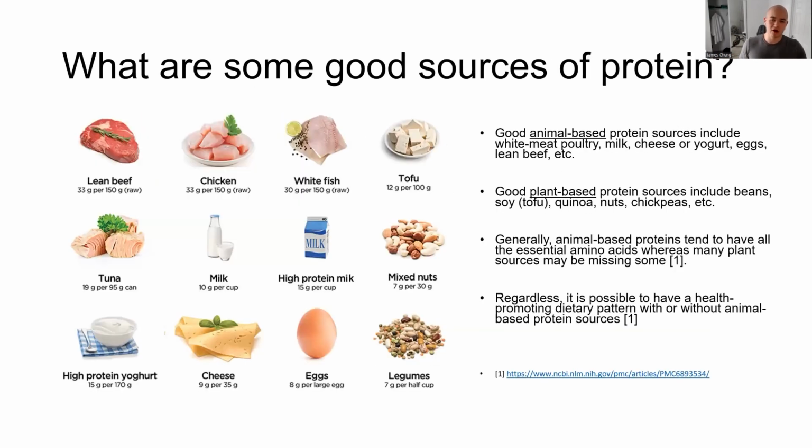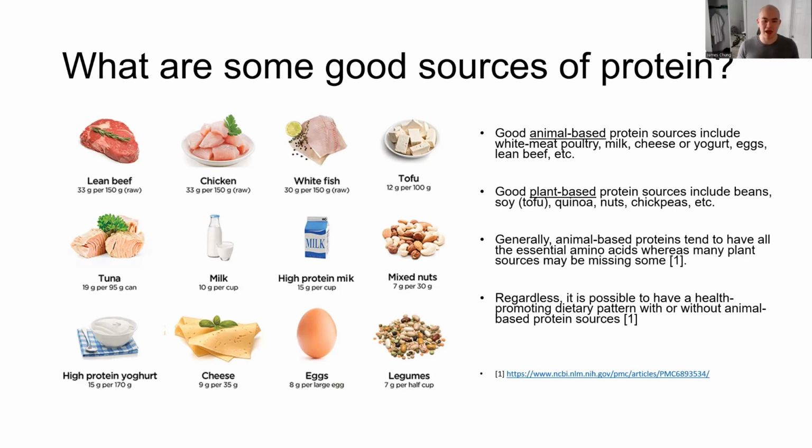So what are some good sources of protein that you can include in your diet to get all the amino acids that you need? Some examples of good animal-based protein sources include white meat poultry like chicken, milk, cheese, yogurt, eggs, lean beef, and so on. Some good plant-based protein sources include beans, soy, quinoa, nuts, chickpeas, and so on. Generally, animal-based proteins tend to have all of the essential amino acids, whereas many plant sources may be missing some. But even in light of this, I think it is 100% possible to have a health-promoting dietary pattern with or without animal-based protein sources.